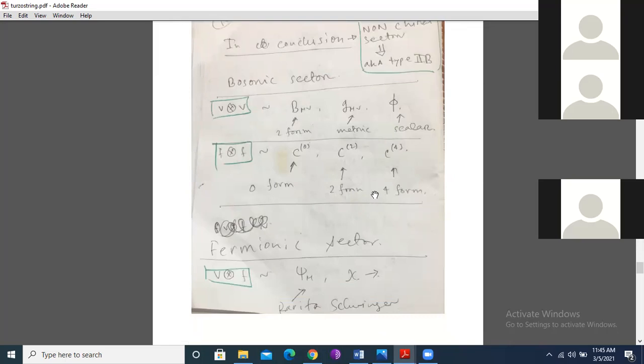These are the stuff you will have: a metric, a scalar, a 0 form, a 2 form, a 4 form, and this. So what you have to do now is take these and write a Lorentz invariant action, and you will have the low energy spectrum of supergravity. Sorry.